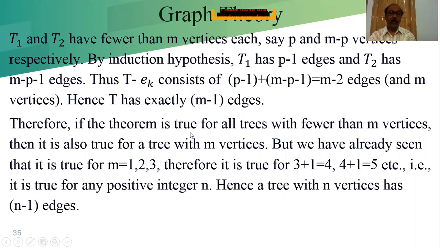Therefore, if the theorem is true for all trees with fewer than m vertices, then it is also true for a tree with m vertices. But we have already seen that it is true for m equal to 1 to 3, therefore it is true for 3 plus 1 equal to 4, 4 plus 1 equal to 5, etc. That is, it is true for any positive integer value of n. Hence a tree with n vertices has n minus 1 edges.